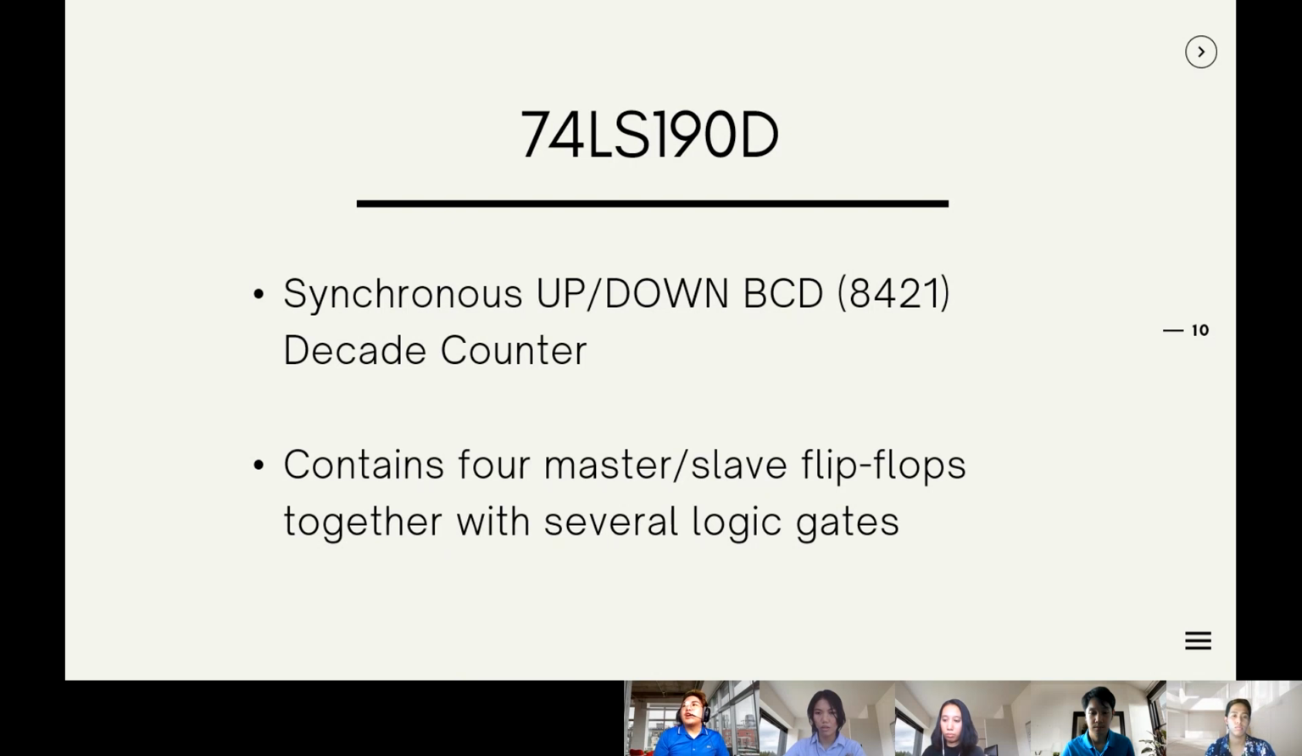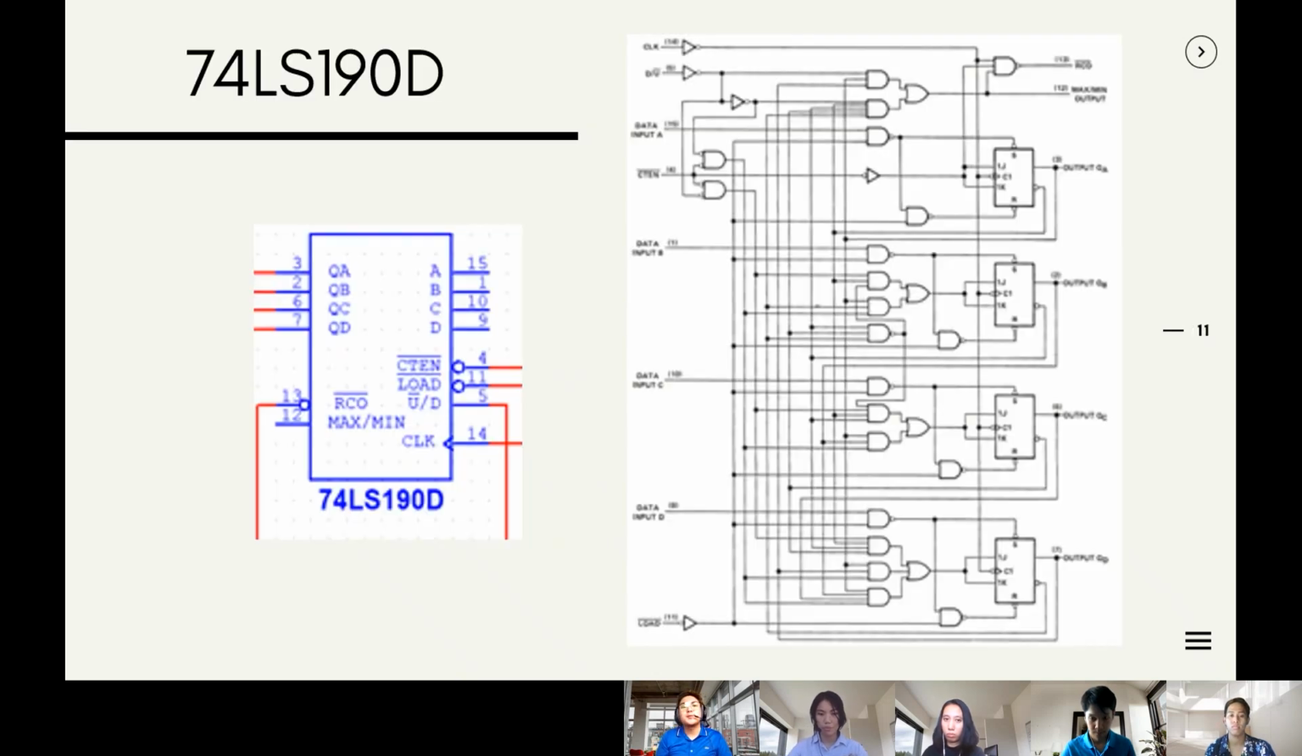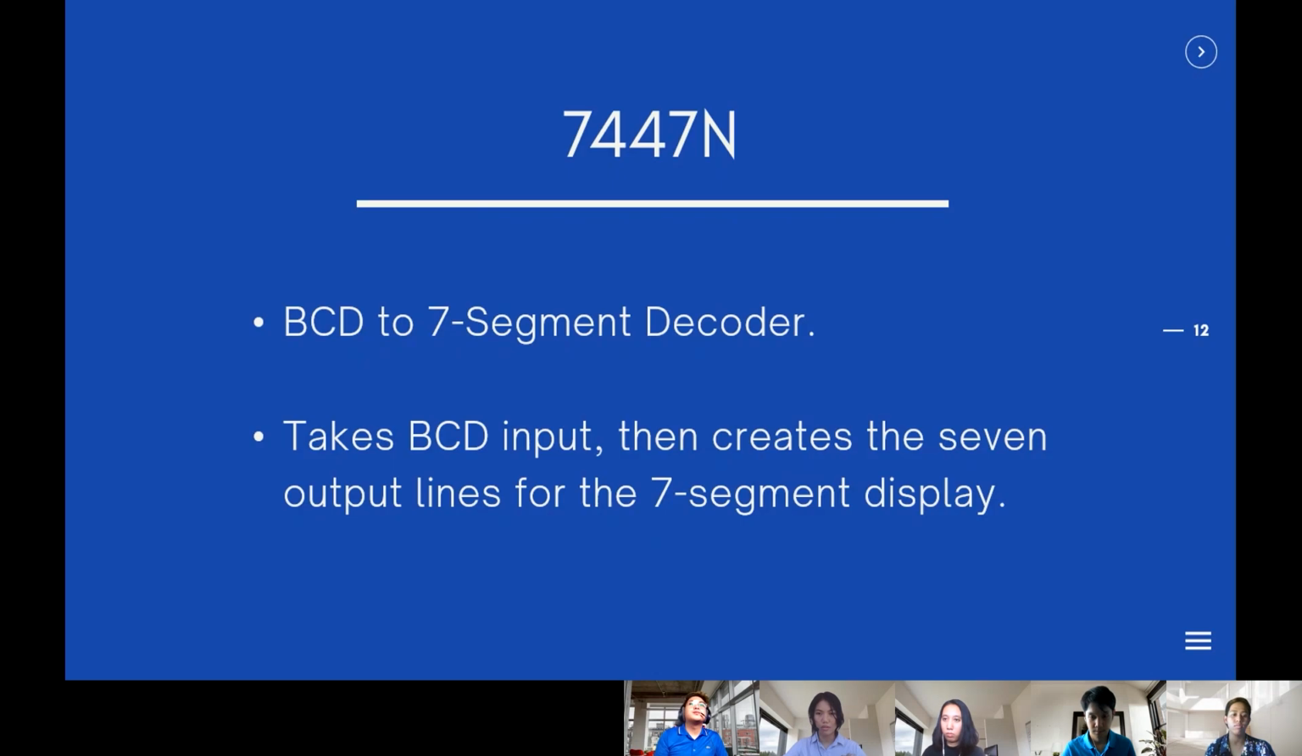The next component, the 74LS190D IC, is a synchronous up and down BCD decade counter. Its state changes are synchronous with the low to high transition of the clock pulse input. It also contains 4 master-slave flip-flops together with several logic gates. Here is the respective diagram for the 74LS190D that is used in our project.